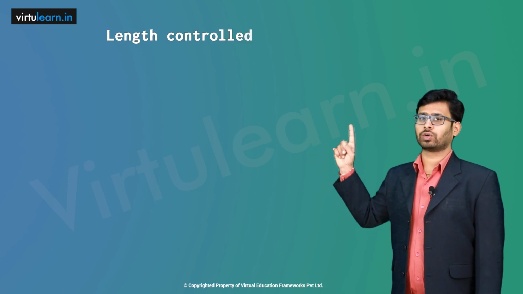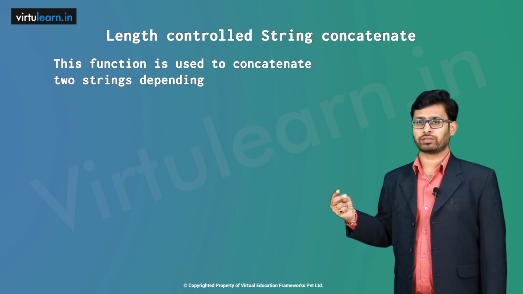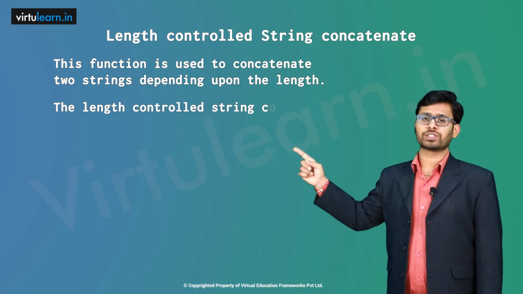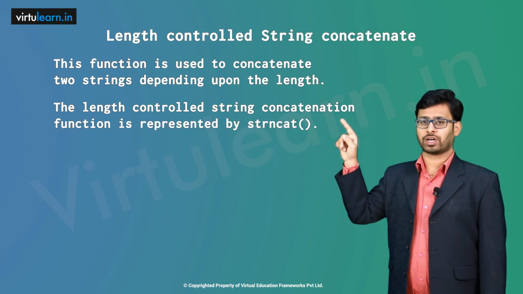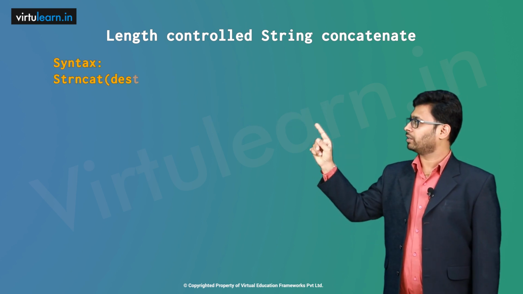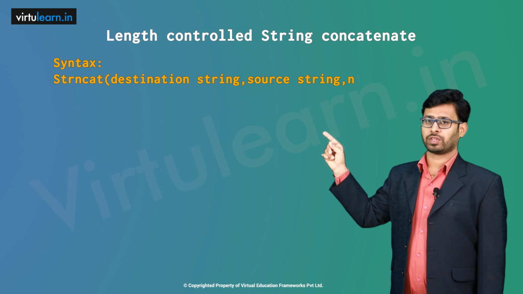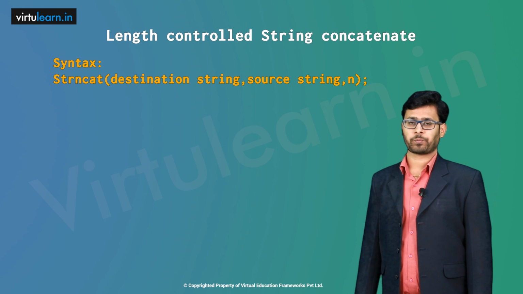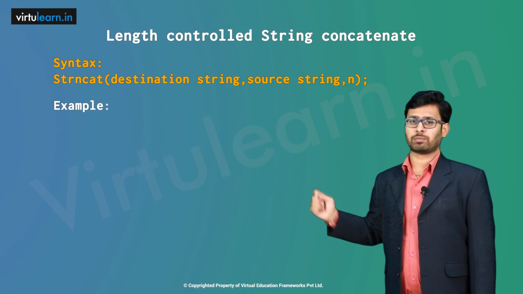Next, let us see length controlled string concatenation. This function is used to concatenate two strings depending upon the length. The length controlled string concatenation function is represented by strncat. Now let us see the syntax. strncat of destination string, comma, source string, comma, n, then close the bracket, put a semicolon. This is the syntax for length controlled string concatenation.